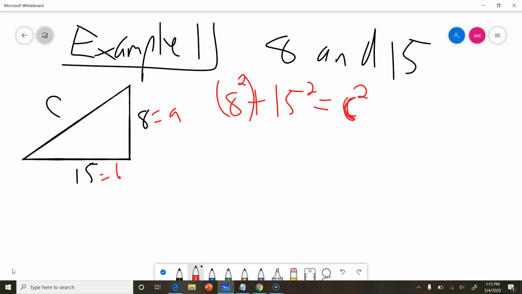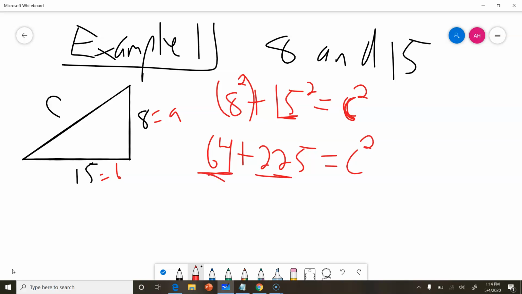So what is 8 squared? Well, that's 64. Plus what is 15 squared? That's 225, you have your calculators. Equals C squared. Now I add them together. What is 64 plus 225? Well, it's 289 equals C squared.